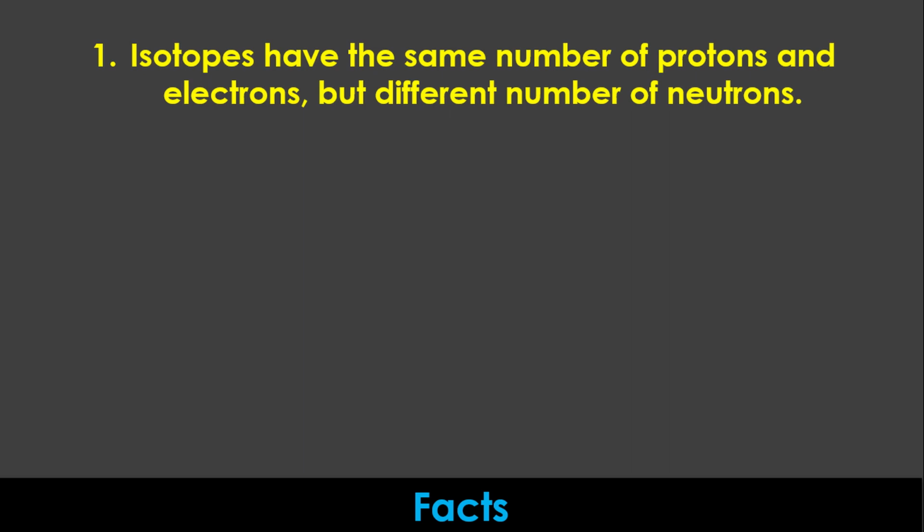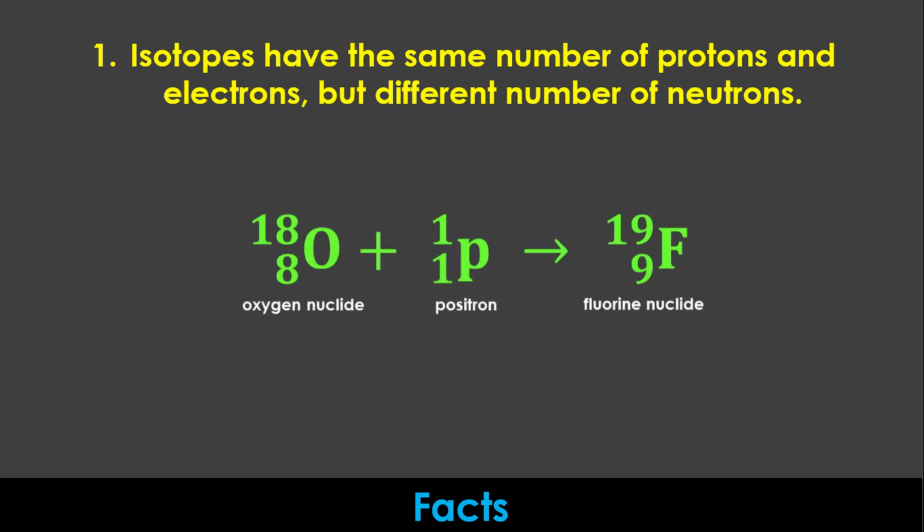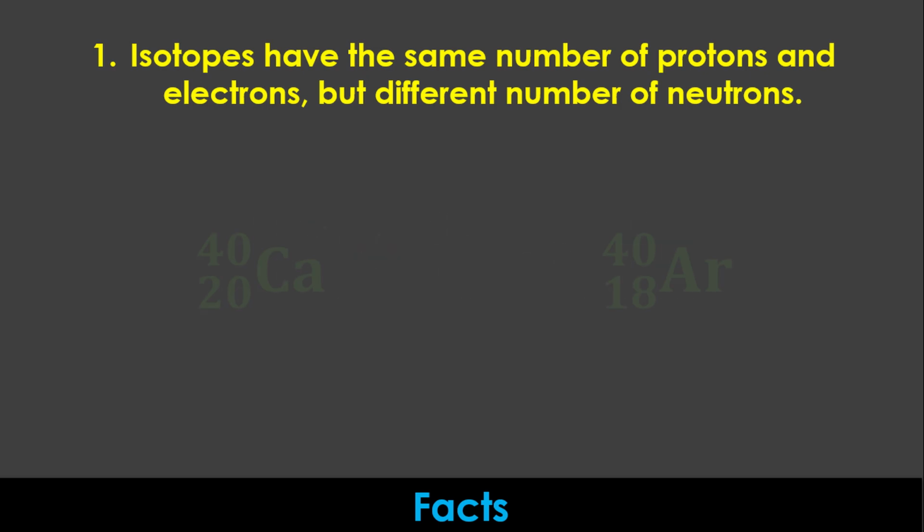For example, the atomic number of oxygen is 8, while that of fluorine is 9. So if the atomic number of an atom changes from 8 to 9 in a nuclear reaction, it means the oxygen atom has been destroyed, while the fluorine atom has been created. However, calcium and argon both have atoms with mass numbers of 40, but because their numbers of protons are not the same, 20 for calcium and 18 for argon, they cannot be said to be atoms of the same element.